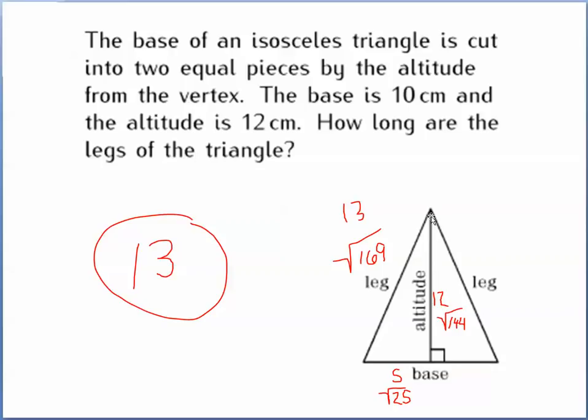We apply the Pythagorean theorem, and so 5 can be rewritten as the square root of 25, and 12 can be rewritten as the square root of 144. If we add the number 25 to the number 144, we get the number 169. If we put that under a square root sign and take the square root of that, we find that the correct answer is 13. If this is 13 and it is an isosceles triangle, this too will be 13 here.